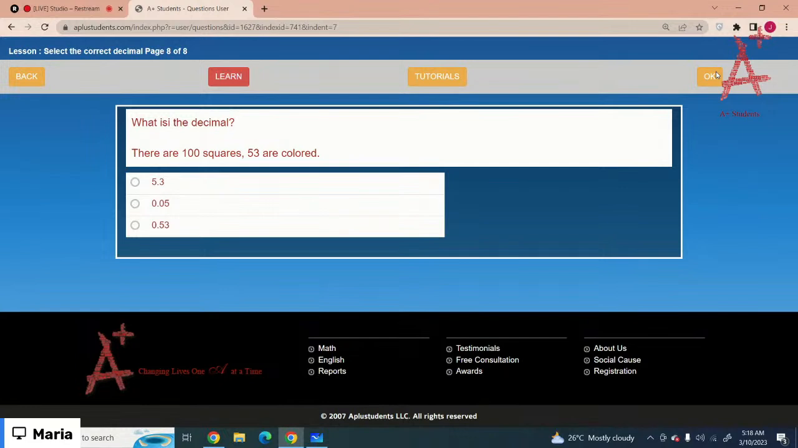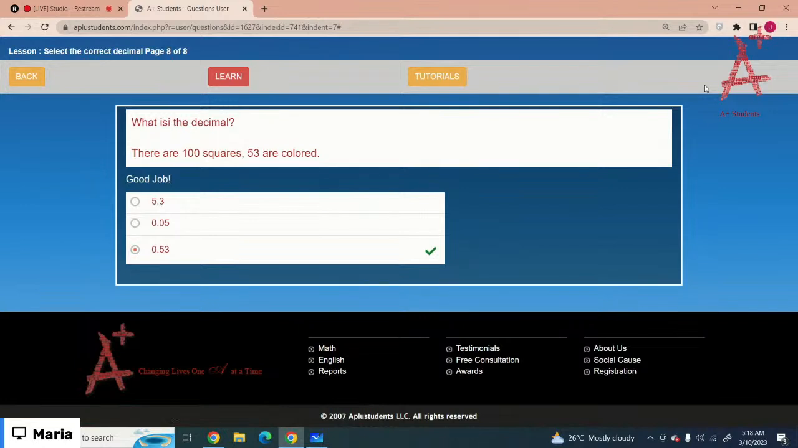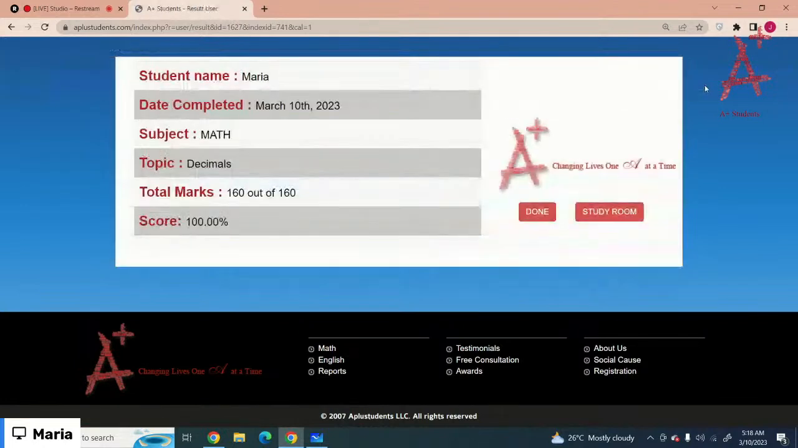What is the decimal? There are 100 squares, 53 are colored. So which is the correct option? It is 0.53. Got it? So just select the correct option. We are done with the test. Let's just move on to the next lesson.